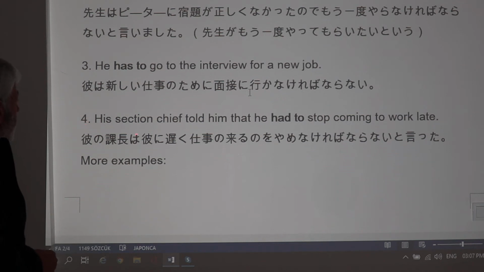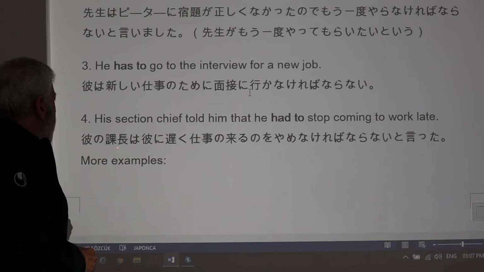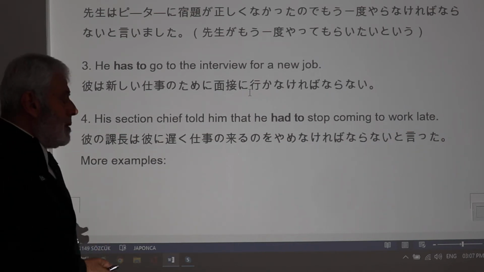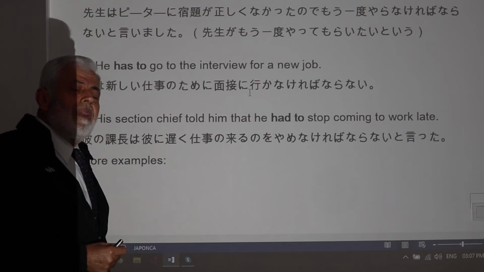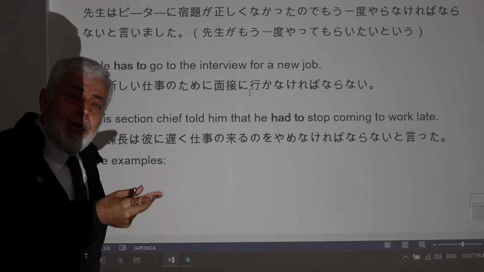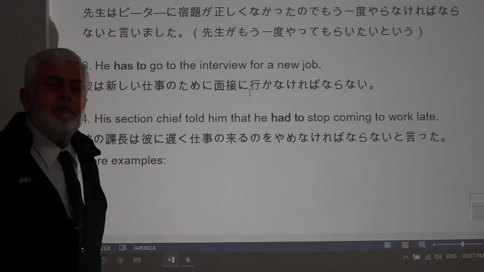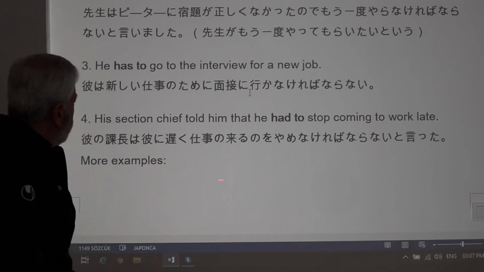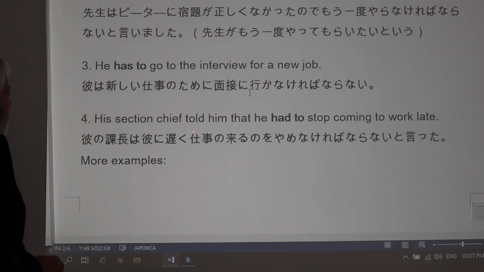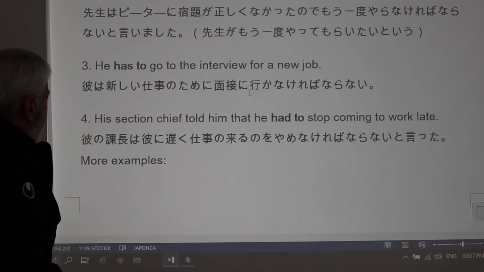4番では His section chief told him that he had to stop coming to work late. His section chief は課長。His section chief told him that he had to stop coming to work late. His section chief told は過去形になっています。So his section chief told him that he had to stop coming to work late.